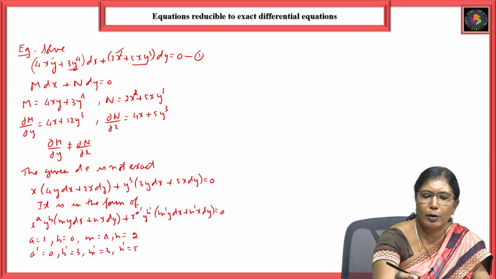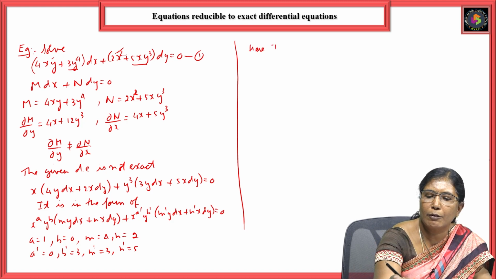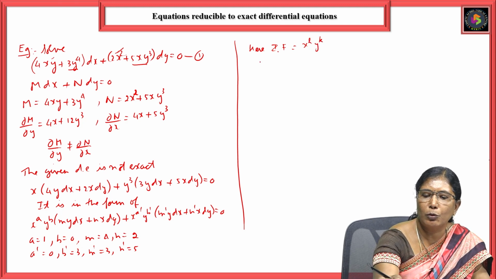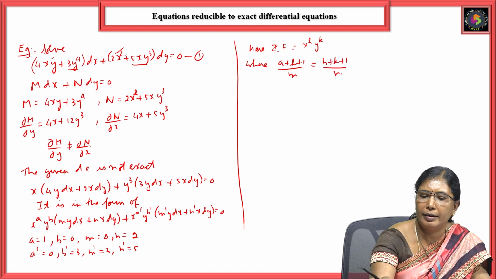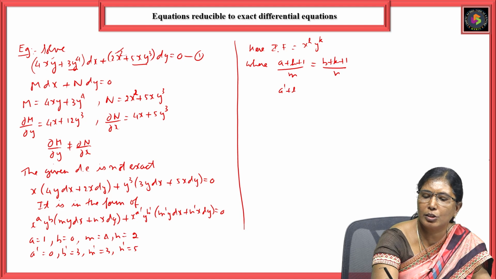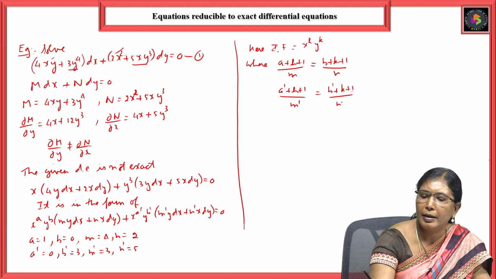So here the integrating factor is x to the power of h, y to the power of k. So how to find h and k? We have the relation (a plus h plus 1) divided by m is equal to (b plus k plus 1) divided by n, and (a dash plus h plus 1) divided by m dash is equal to (b dash plus k plus 1) divided by n dash.